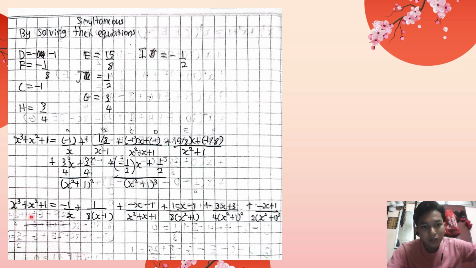So that we can now get the partial fraction equation. It is x to the power of 3 plus x to the power of 2 plus 1 equals negative 1 over x plus 1 over x bracket of negative x minus 1, plus negative x minus 1 over x to the power of 2 plus x plus 1, plus 15x minus 1 over 8 multiplied by the bracket of x to the power of 2 plus 1, plus 3x plus 3 over 4 multiplied by the bracket of x squared plus 1 to the power of 2, plus negative x plus 1 over 2 multiplied by the bracket of x to the power of 2 plus x plus 1 close bracket to the power of 3.